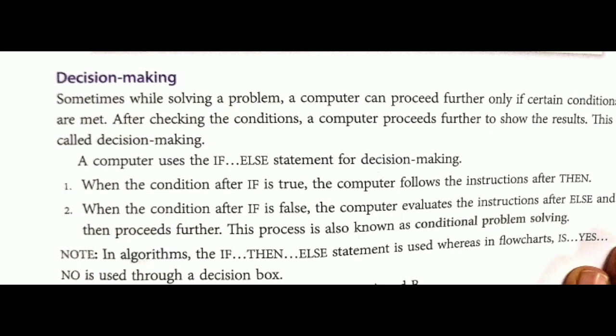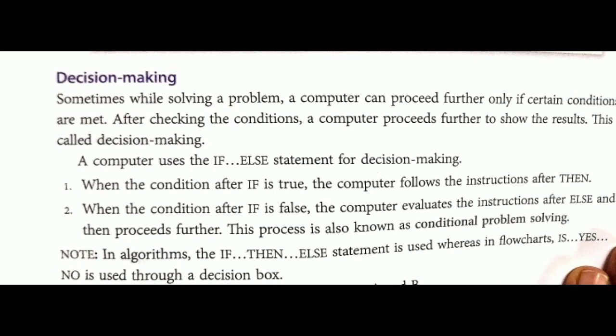Look at two cases. When the condition after if is true, the computer follows the instruction after then. Second, when the condition after if is false, the computer evaluates the instruction after else and then proceeds further. This process is also known as conditional problem solving. You will be able to understand these two conditions when we look at the example. And I will explain what we mean by conditional problem solving while teaching the example.